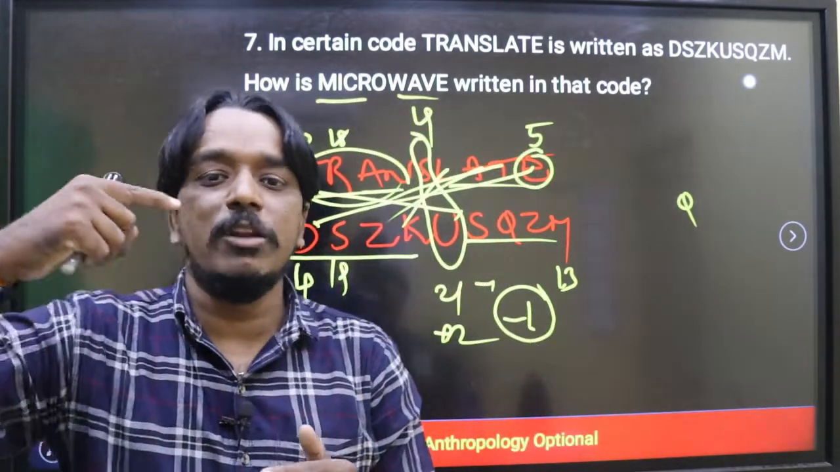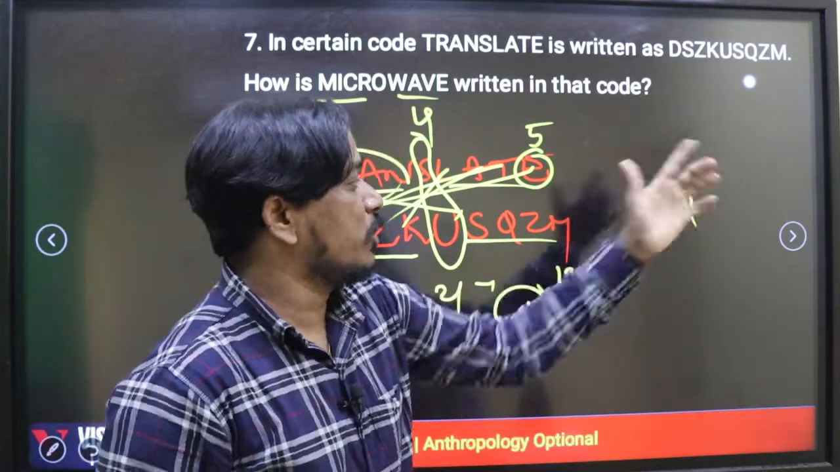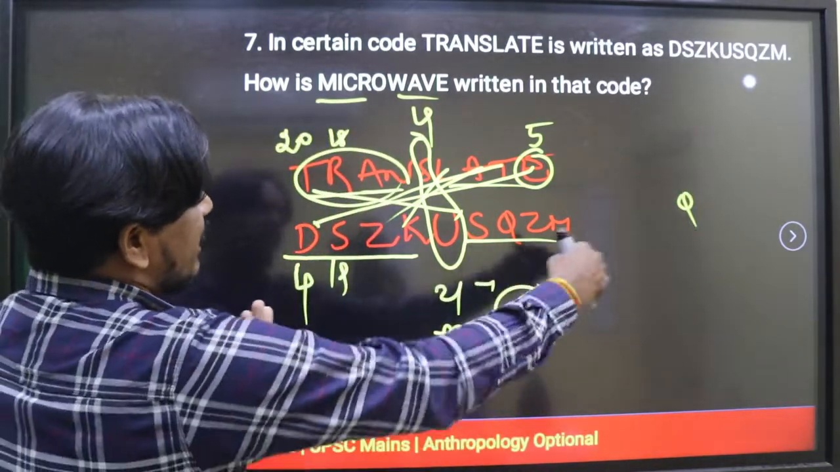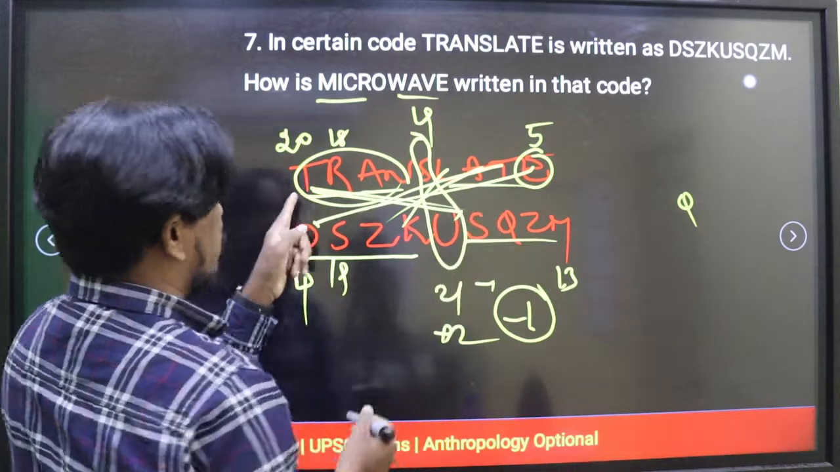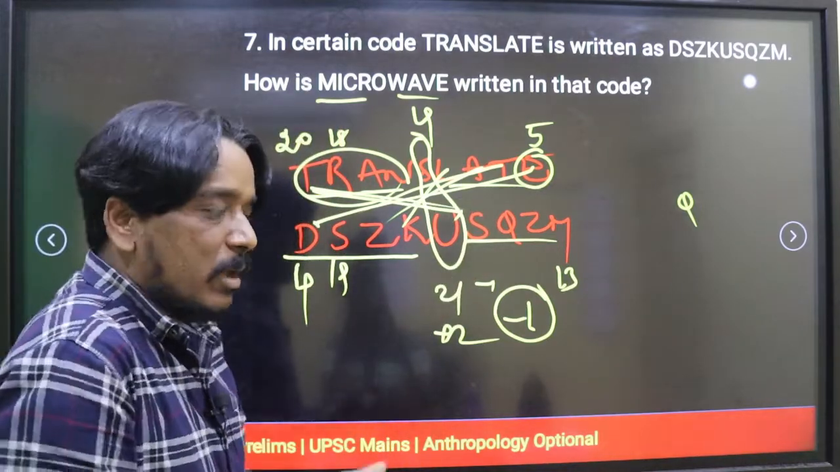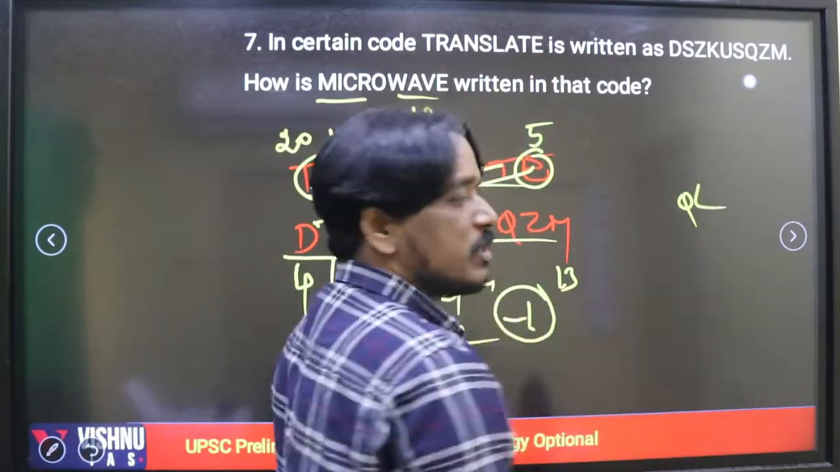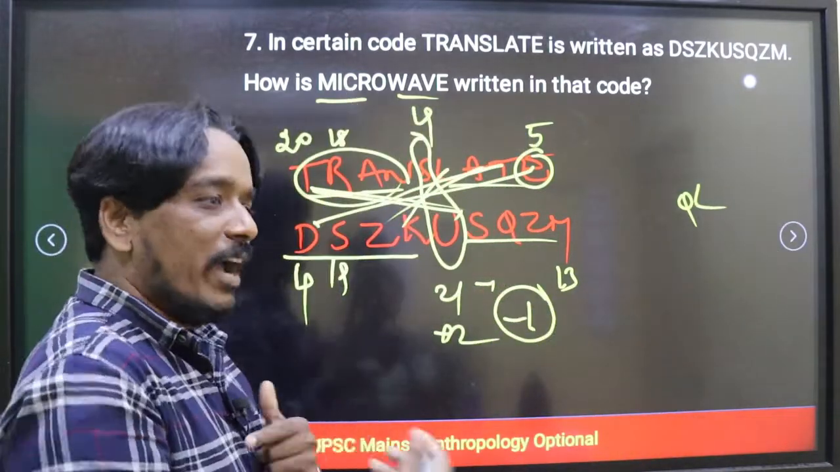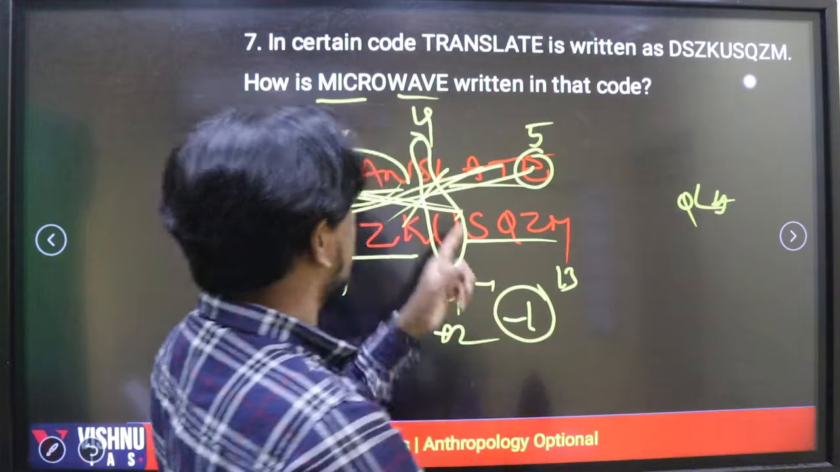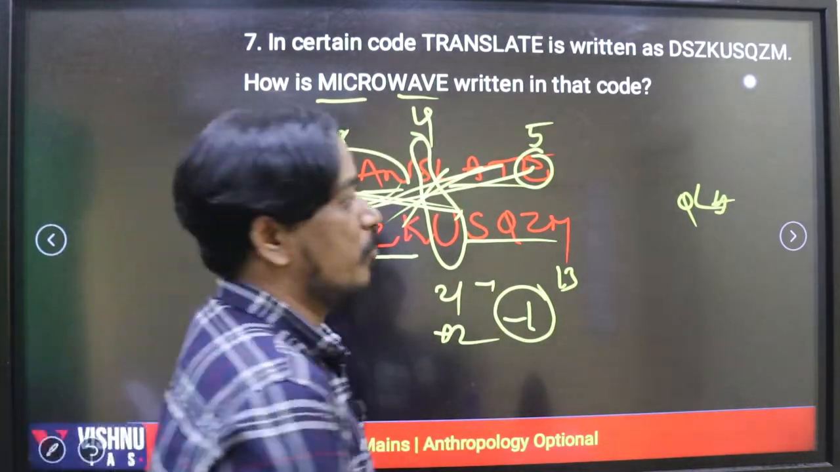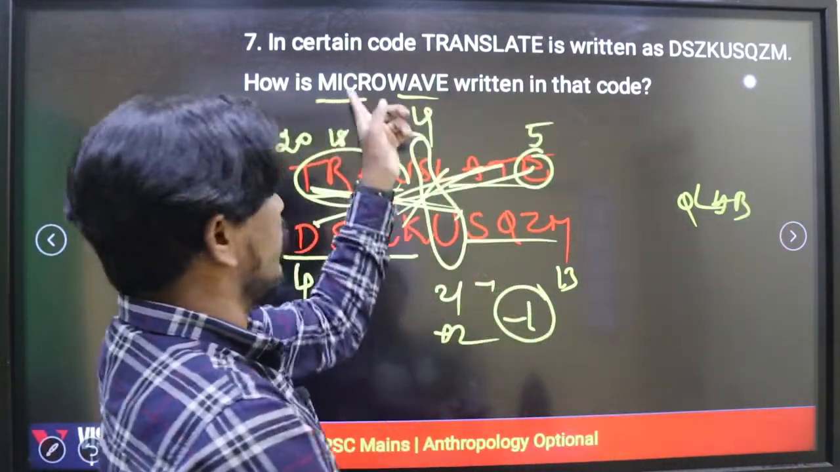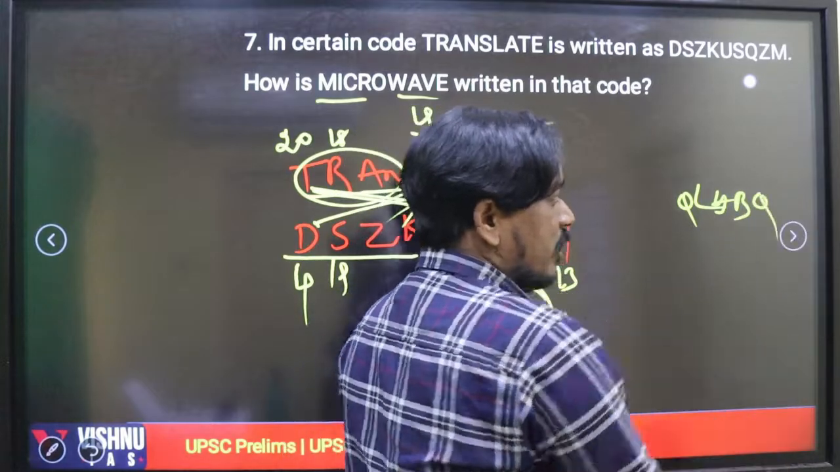Based on this, directly you can eliminate the options in the exam. So you can take Q in the middle. But on the second side, how are you writing? The first place to last place we are taking, M minus 1. So M is 13, 13 minus 1 you will get 12. Similarly, I minus 1, H. Next we have C minus 1, B. And the last one, R minus 1, 17.